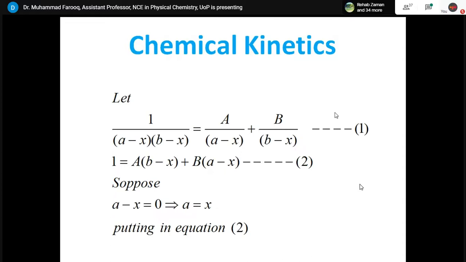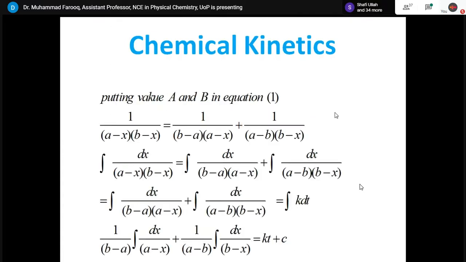If I put the value of A, it will become 1 over (b minus a), and if I put the value of B, 1 over (a minus b). So already I have done this one, you can see. It's clear or not? Yes, sir.